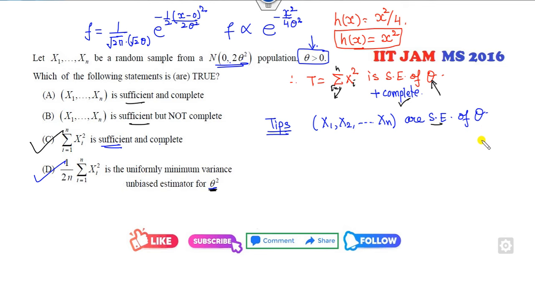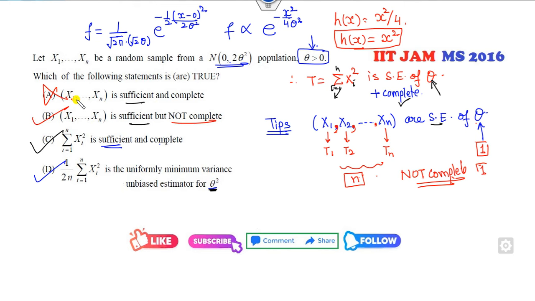Now how can you prove it's complete or not? What is the dimension of this? There is only one dimension of theta. So remember, this is a comma, it's not a plus or minus. How many estimators? It's t1, t2, up to tn. So what is the dimension of this? It is n dimension, but theta is one dimension. So that means it is not complete. Always remember, the dimensions must be the same, then only it's complete. So it is not complete. So A, B, C, D are the correct answers.